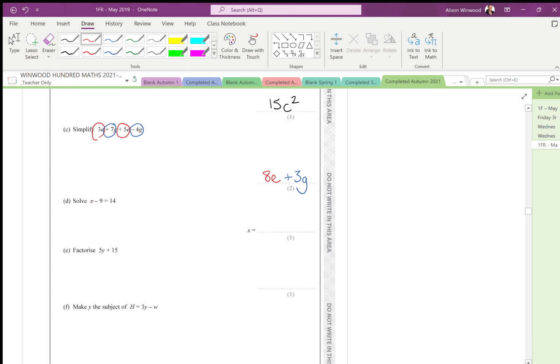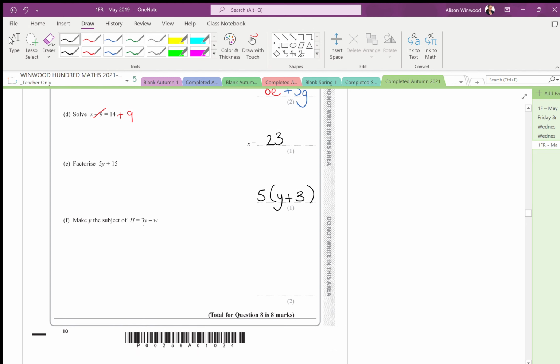Solving, the opposite of subtract 9 is to add 9, so we get x equals 23. What number goes into 5 and 15 is 5, so that's on the outside of the bracket, leaving me with y plus 3 inside.